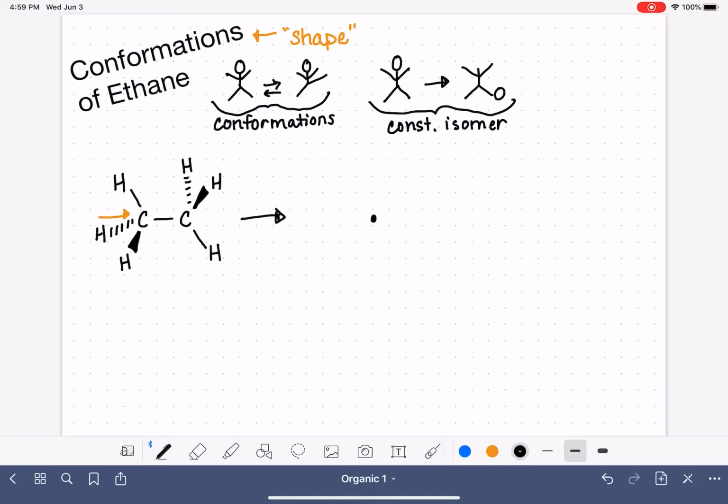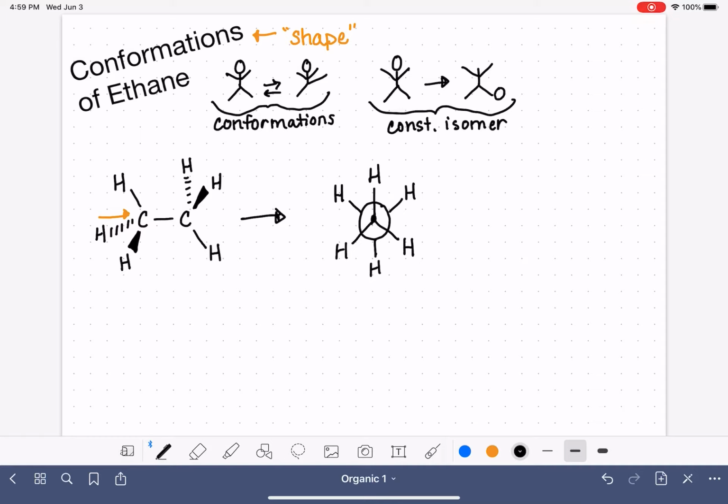We use a small dot to represent the carbon in front, and that carbon has one hydrogen sticking up, two hydrogens sticking down, one to the left, one to the right. There's our back carbon, the circle. It has one hydrogen sticking down, two sticking up, one to the left and one to the right. So this is our Newman projection of one of the shapes or conformations of ethane.